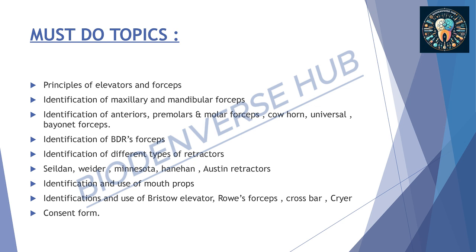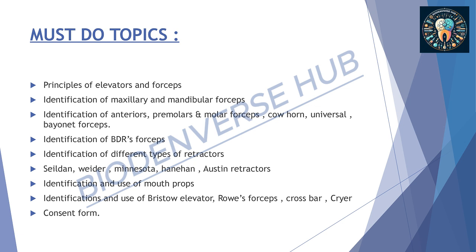Then identification and use of the Bristow's elevator, the Rowe's forceps, the crossbar, the Kerr's. All of them, again, you need to know about their parts, their points of identification, their distinguishing features, and most importantly, skulls are placed, and they will ask you how to use the Rowe's forceps, how to use the Bristow's elevator, what are the movements that are being used with the elevator to elevate the zygomatic, ZMC fracture, in which the elevator is used. So they will be asking you what movements are performed through the elevator. Then crossbar and Kerr's, you need to know how to use them.